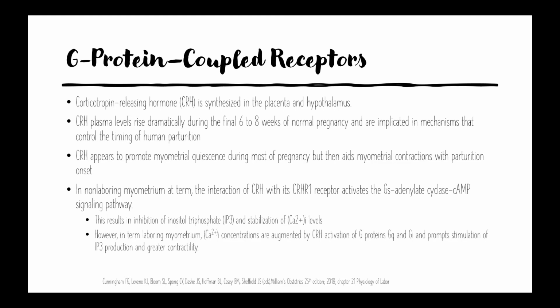In non-laboring myometrium at term, the interaction of CRH with its CRHR1 receptor activates the G-alpha adenylate cyclase cAMP signaling pathway. This results in inhibition of inositol triphosphate and stabilization of ionized calcium levels. However, in term laboring myometrium, ionized calcium concentrations are augmented by CRH activation of G proteins, Gq and Gi, and prompt stimulation of IP3 production and greater contractility.